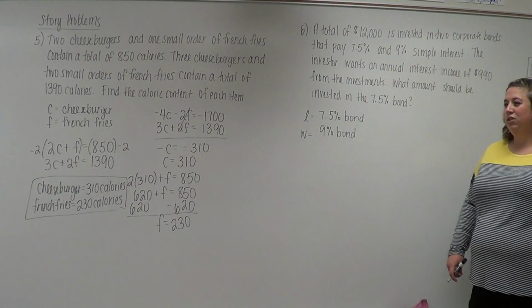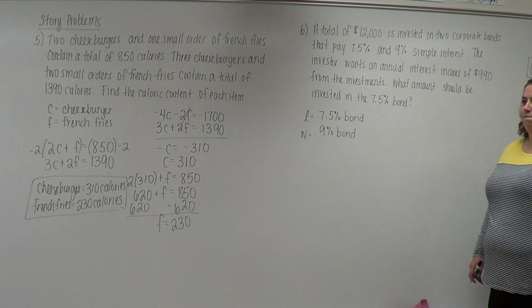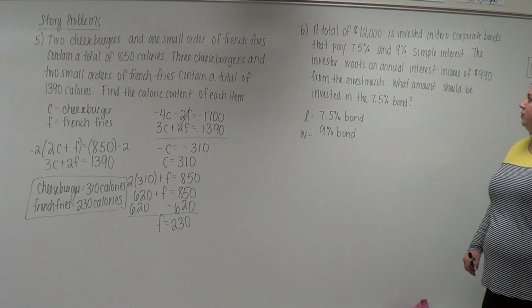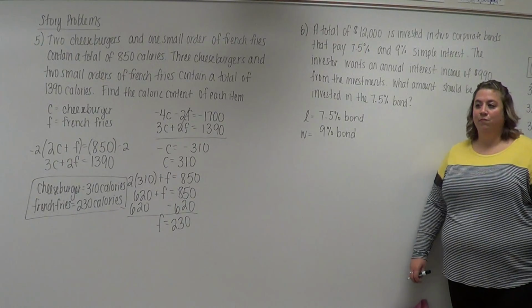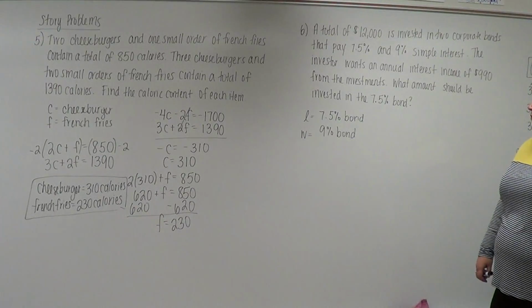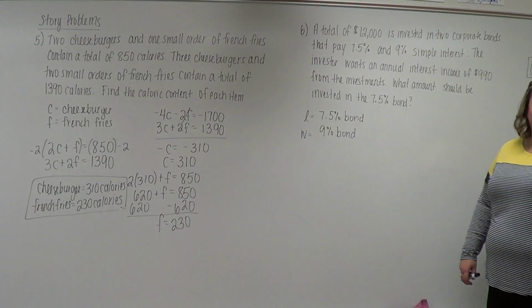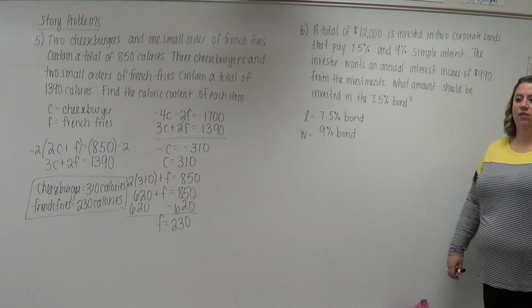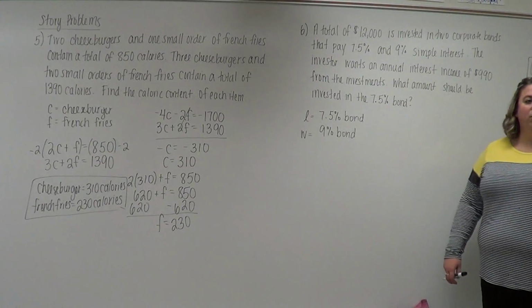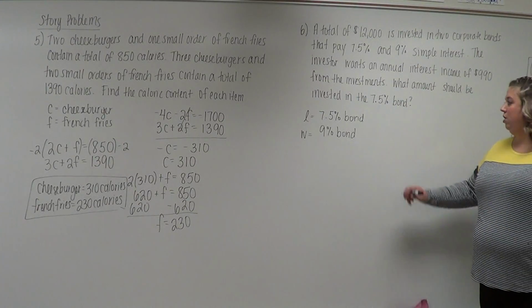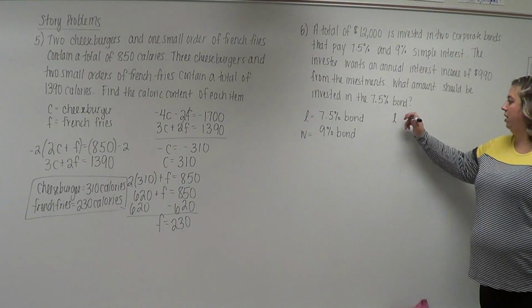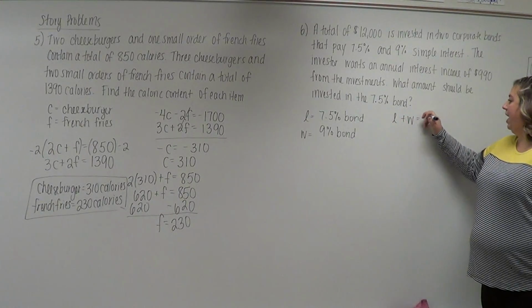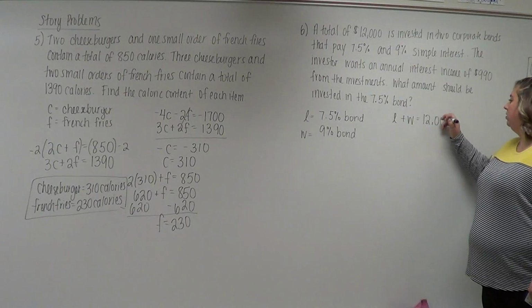Okay, anyone know what our equations would be? How much money is invested? 12,000. Do we know how much was invested from either one? No, so if I take my money from the first bond and my money from the second bond, that has to equal 12,000, correct?